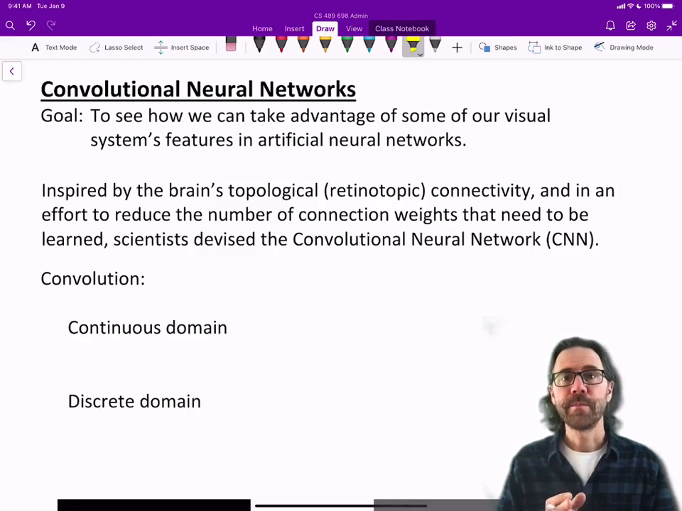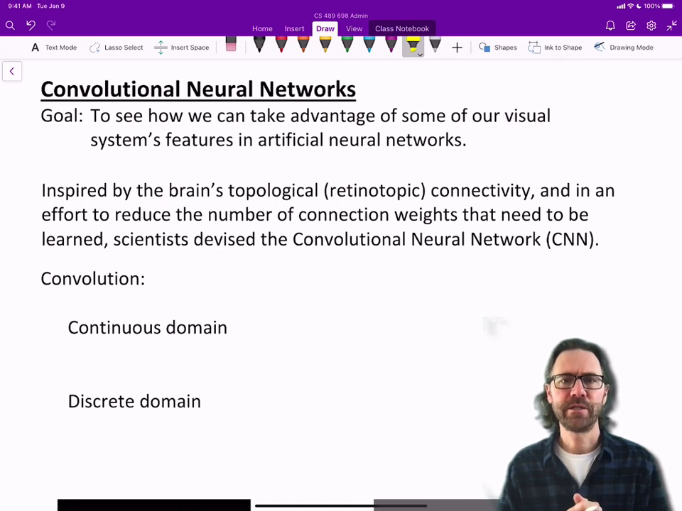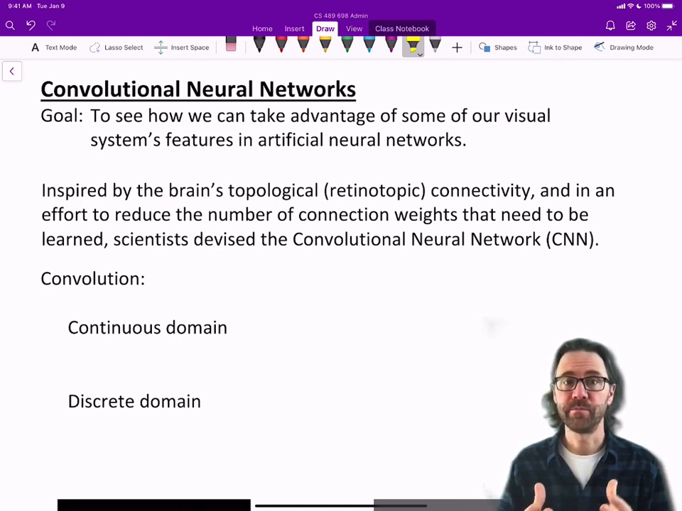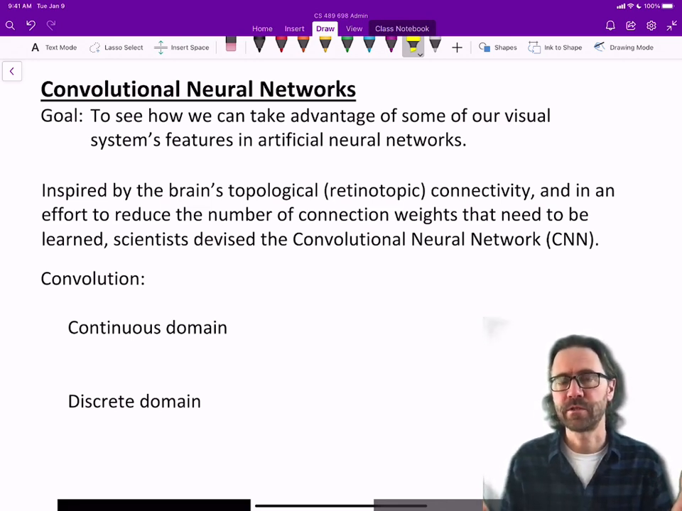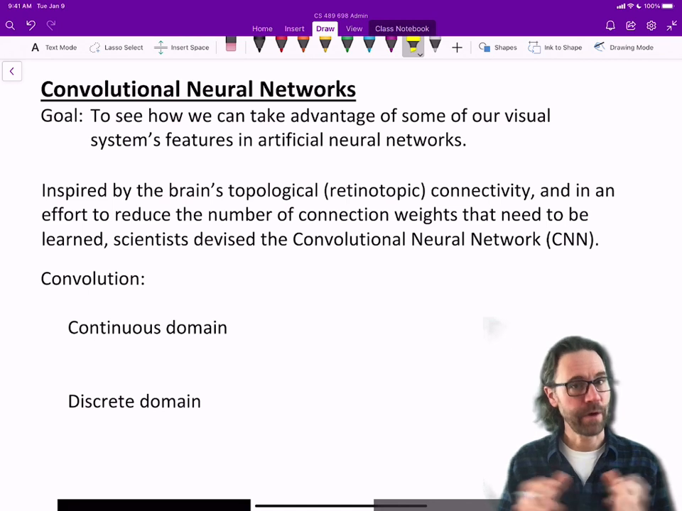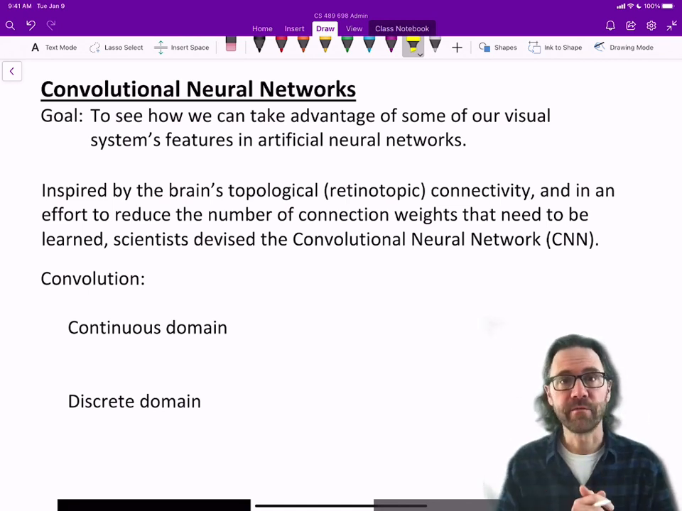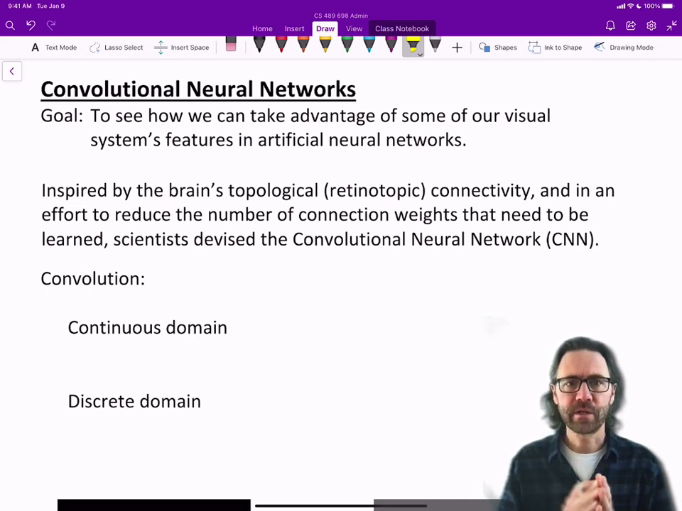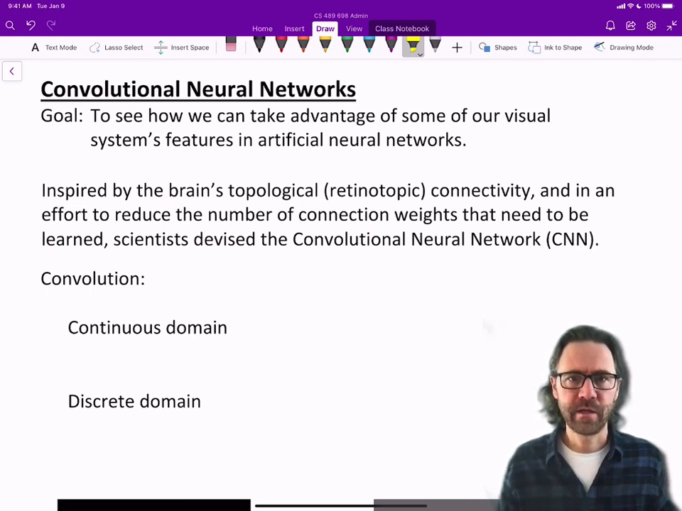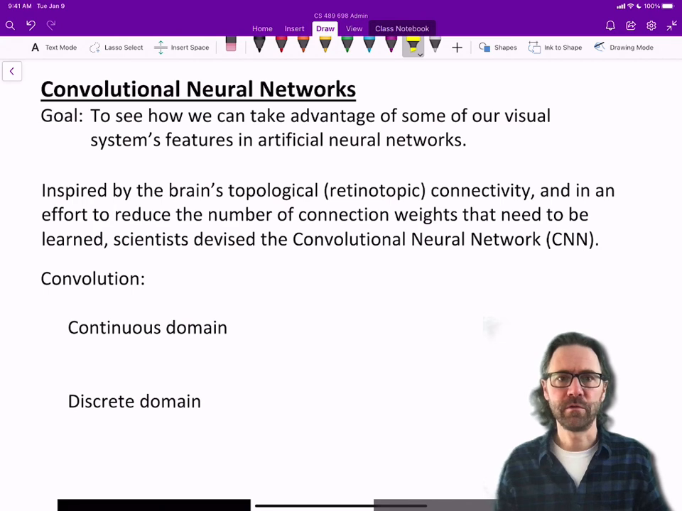This video is about convolutional neural networks. So the goal is to see how we can take advantage of some of our visual system's features in artificial neural networks. In the last video, I talked about some features of the visual system, that being its retinotopic, which is going to be the substance of convolutional neural networks, among some other features. Let's focus on what is relevant to convolutional neural networks.